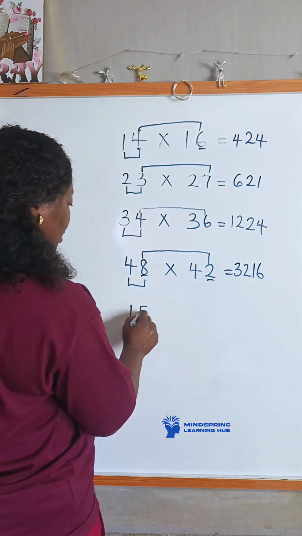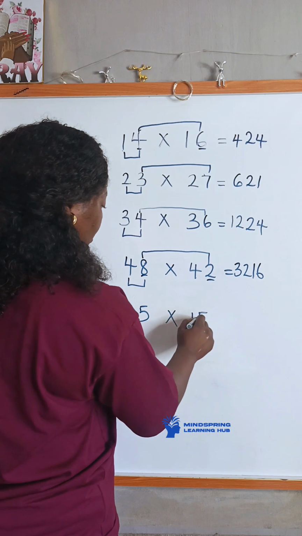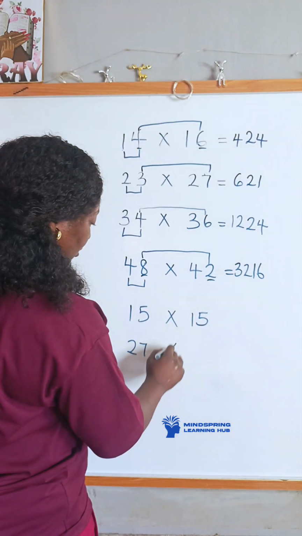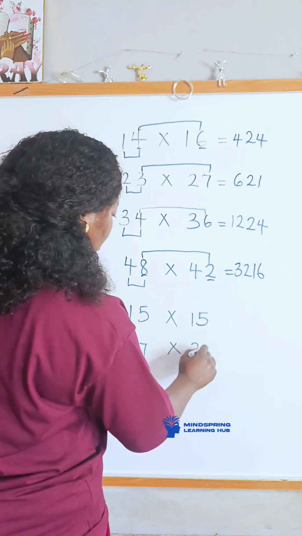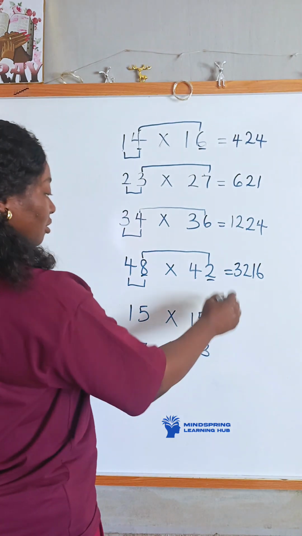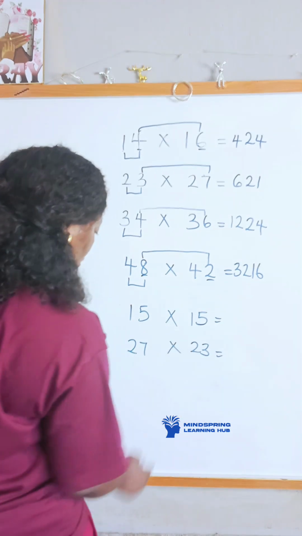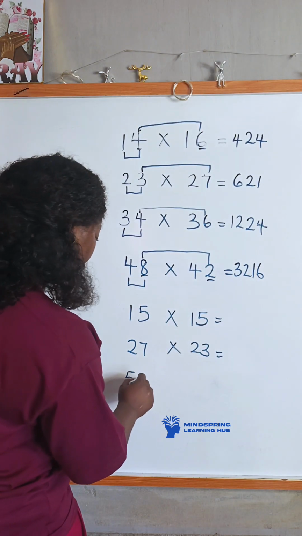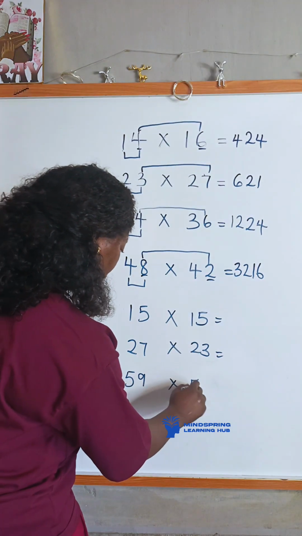Let's do it. 15 times 15. And then you have 27 times 23. Oh, we've done that. Okay? Let's do one more. 59 times 51.